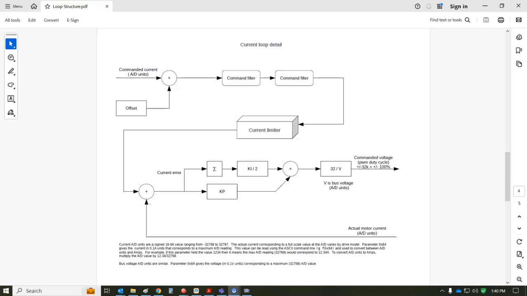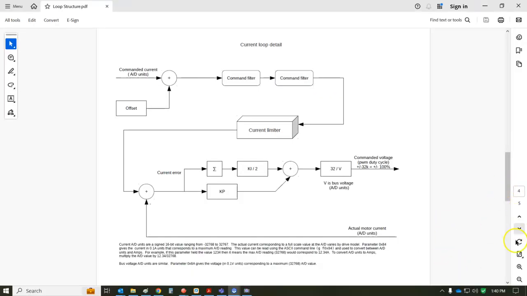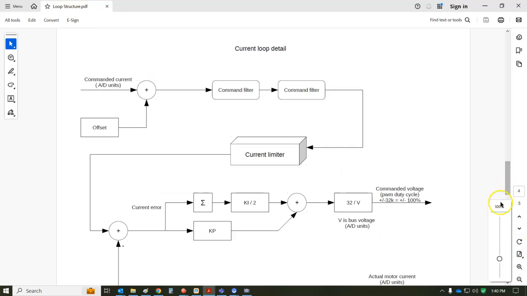How do we zoom into this thing here? Just use the mouse. Whoa! All right, I'm gonna edit. All right, let's just, oh, there we go.